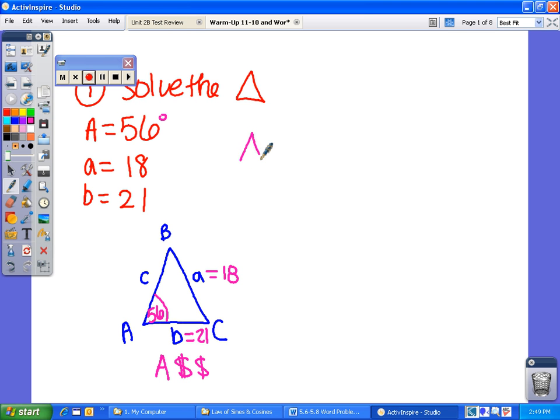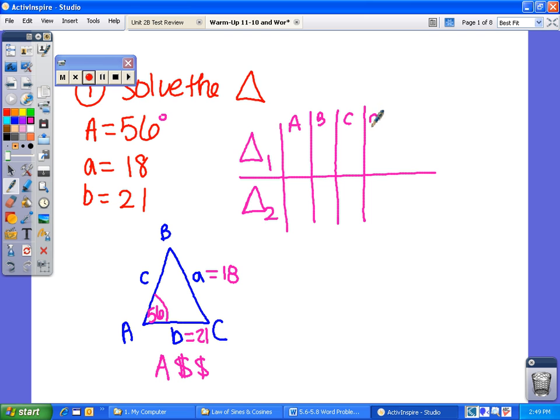So I'm going to have a chart with triangle number 1 and a chart with triangle number 2. Always list the givens because the givens are the same no matter if you're in triangle number 1 or triangle number 2. So list your givens. And you know that with the donkey problems, you have to do law of sines. So that's what we're going to do now. We're going to do law of sines.